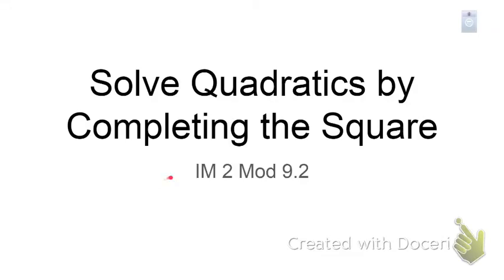Hello everybody. Today we are going to work on solving quadratics by using completing the square. In previous notes we learned how to complete the square by finding the constant that would make it a perfect square trinomial. Today we're going to do that and then actually solve an equation. Again, this is from module 9.2 from your textbook, another great resource for you to use if you need some extra help looking at the material.